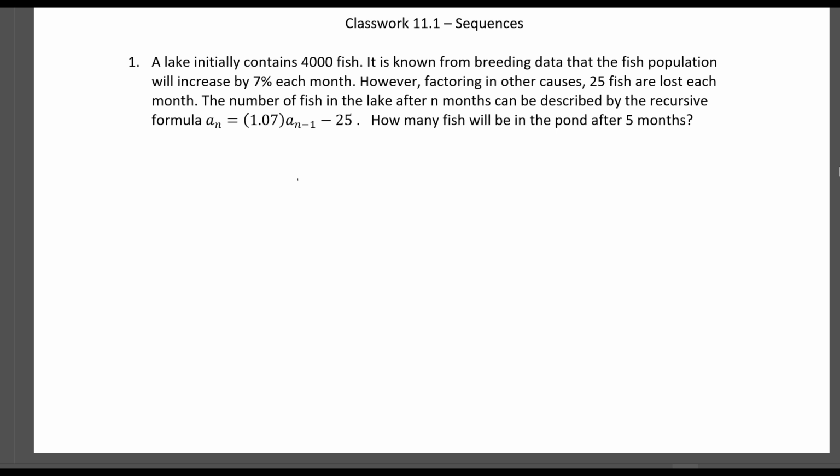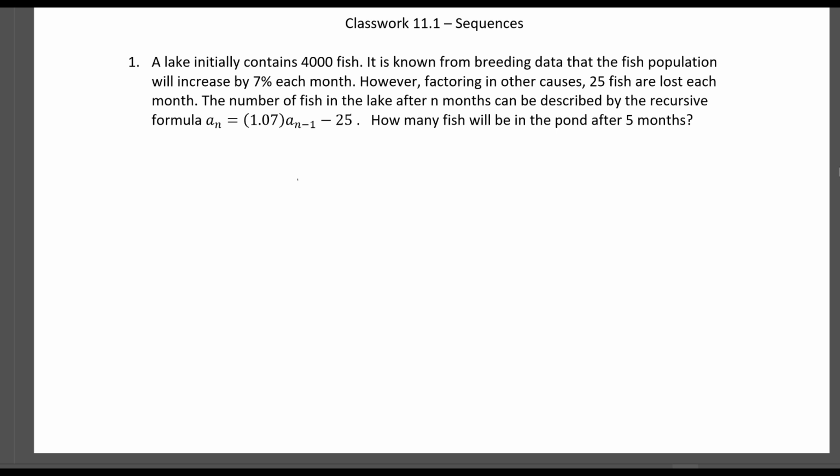In this first example, let's take a look at an application of a sequence. Remember what you learned in a pre-calculus course: a sequence is just a list of numbers. In this case, we're going to consider the list of numbers that represents the number of fish in a lake each month. The problem says a lake initially contains 4,000 fish. It is known from breeding data that the fish population will increase by 7% each month. However, factoring in other causes, 25 fish are lost each month.